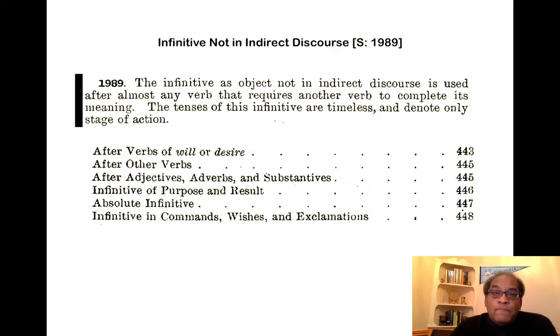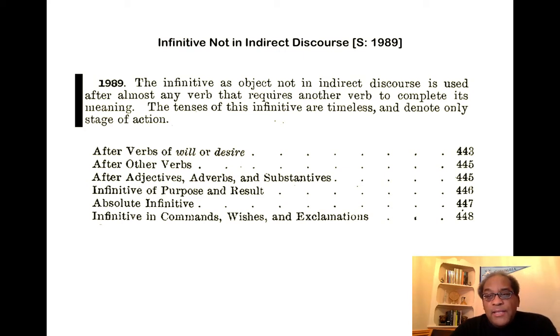Now, like I say, that's the way the uses of the infinitive are divided up, i.e. in indirect discourse and not in indirect discourse. So we see here, Smyth 1989: the infinitive as object not in indirect discourse is used after almost any verb that requires another verb to complete its meaning. The tenses of this infinitive are timeless and denote only stage of action.